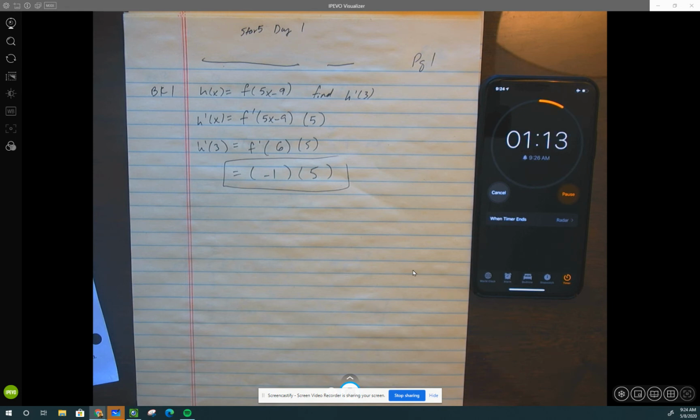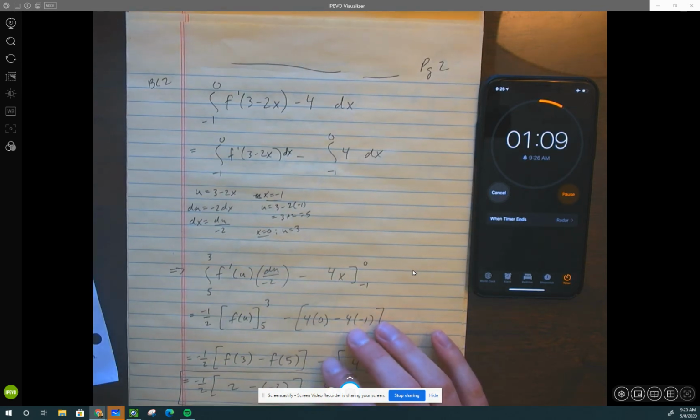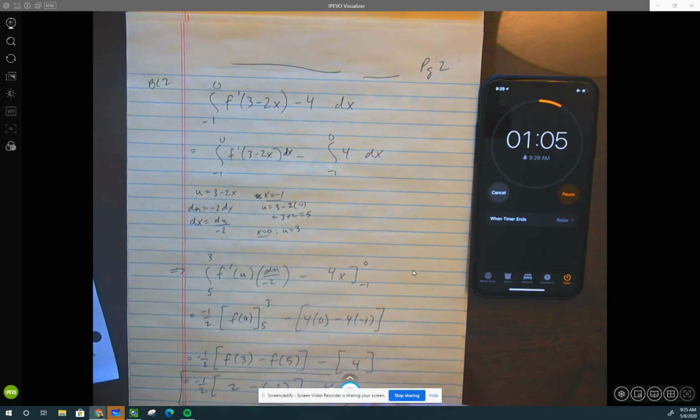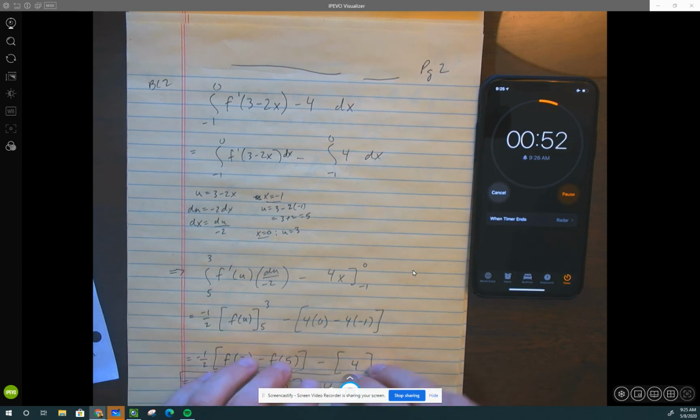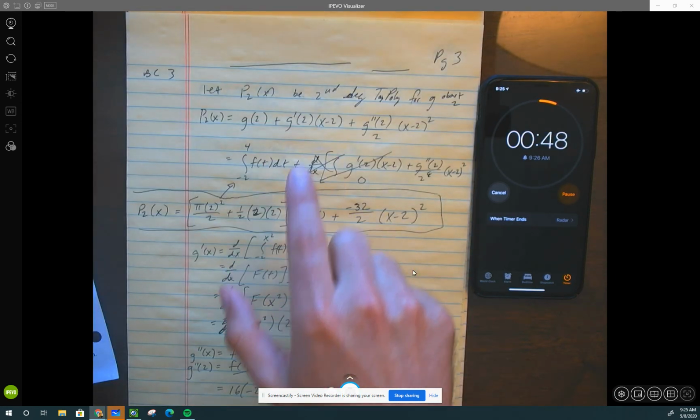So derivative, did I write it down right? Yes. Okay, next problem. Integral, did I get the bounds right? Yes. Did I write down the problem correctly? Yes. And the cat is killing me. Get out of here. 55 seconds. Okay, I gotta move on. I think I did BC2 right. BC3, did I write down the correct stuff?